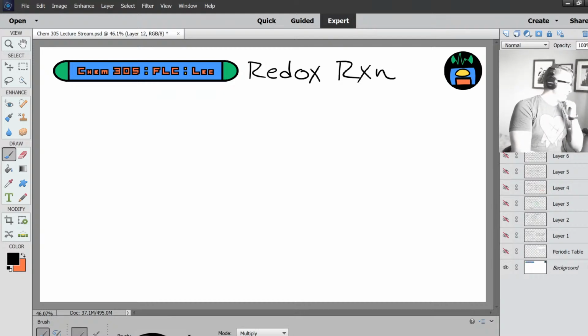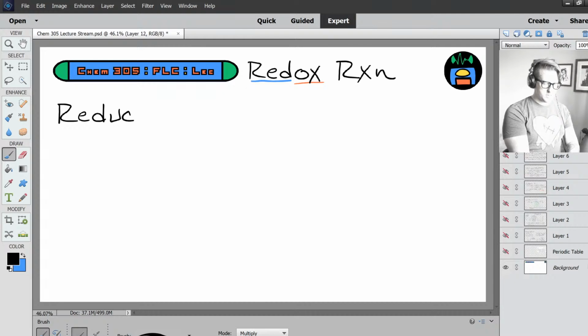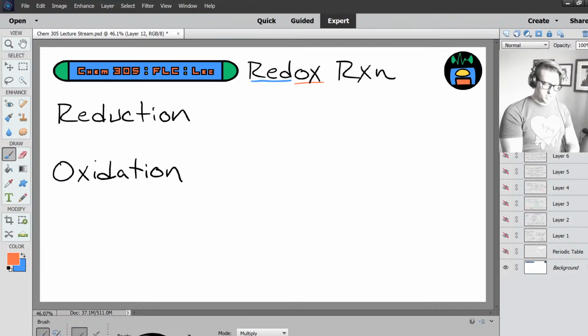All right, redox reactions. So, why are they called redox reactions? Well, redox is shorthand. It stands for reduction and oxidation. All right, reduction and oxidation.